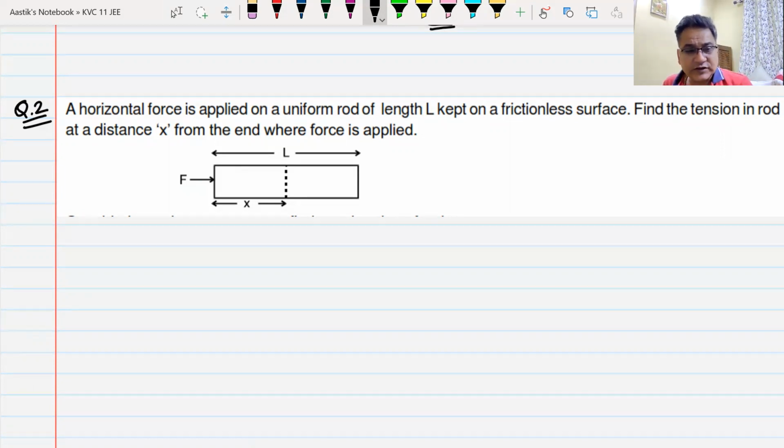So a horizontal force is applied on a uniform rod of length L kept on a frictionless surface. Find the tension in the rod at a distance x from where the force is applied. So apply a force on the rod or the rope. This is a rope with a mass or rod with a mass. Same concept. What is the force in the rod at a distance x from where the force is applied? You have 2 minutes to do this. Get the answer and stay happy always.